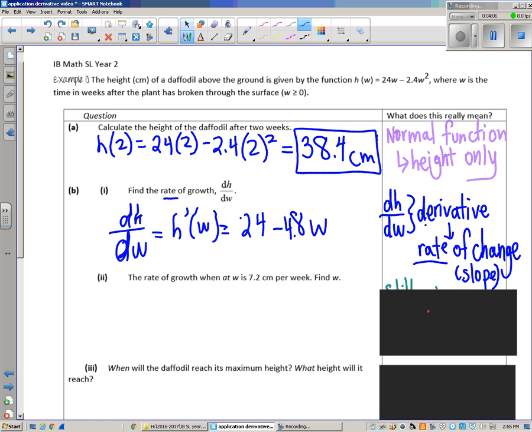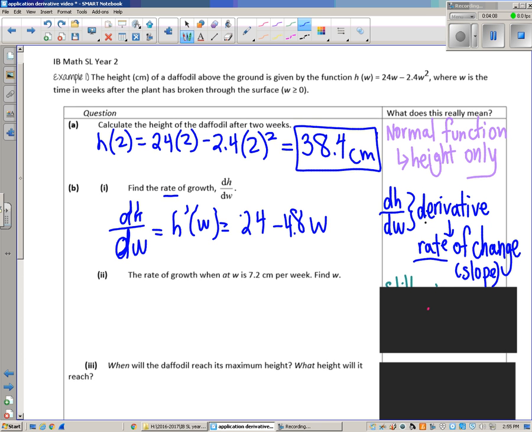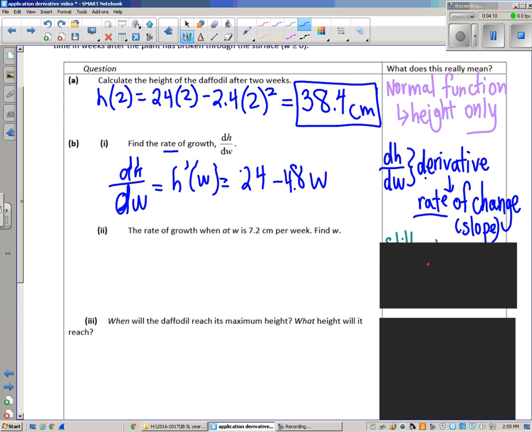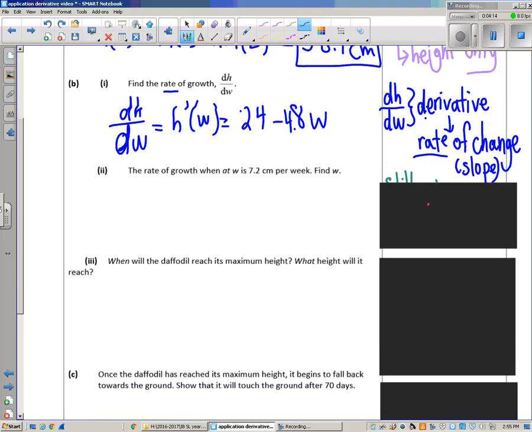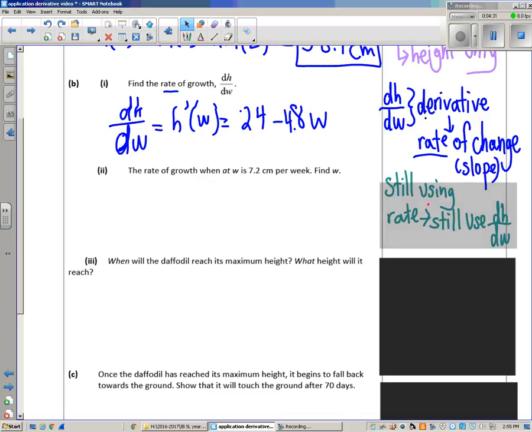So far, so good. Now what they're going to ask us to do is, based on what we just found in the derivative, apply something to that. So in part 2 of this question, after the derivative was taken, they want to know, given that the rate of growth at w is 7.2 centimeters per week, they want us to find w. So let's rephrase that in our head a little bit. So given that the rate is 7.2, remember the rate was the derivative. So given that the derivative is 7.2, find w.